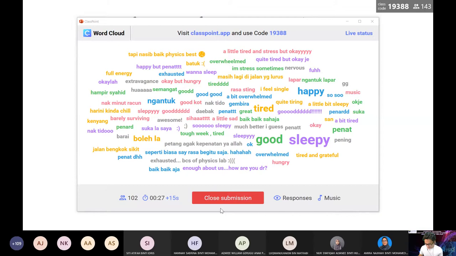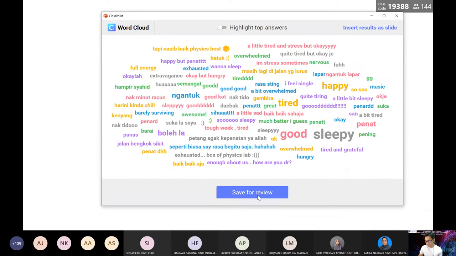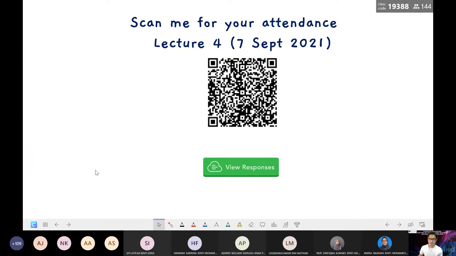Kita teruskan lagi a very simple tajuk hari ini. Semalam kita dah buat centripetal acceleration, jadi hari ini kita akan buat centripetal force. It is not that difficult sebab kita dah belajar centripetal acceleration, jadi sambungan daripada centripetal acceleration kita akan buat centripetal force.